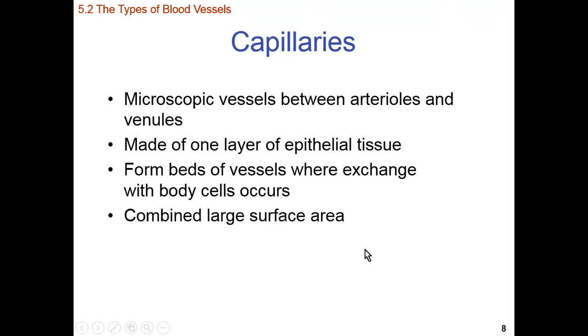Our capillaries have a very, very large surface area because there are so many small capillary tubes. The combined cross-sectional surface area of our capillaries is larger than the veins or the arteries or the arterioles and the venules. It's the largest of any blood vessel type.